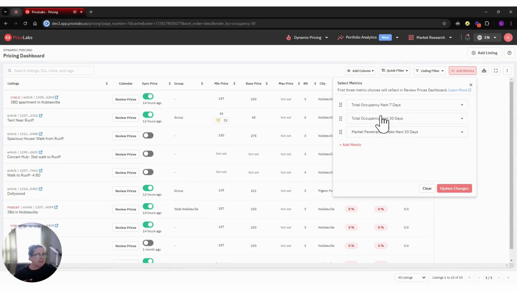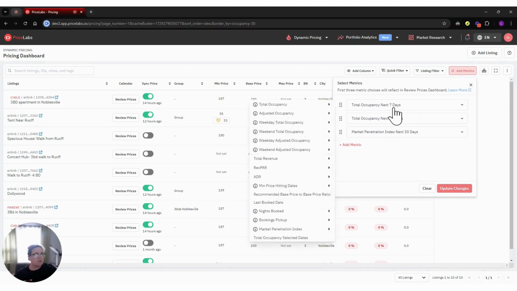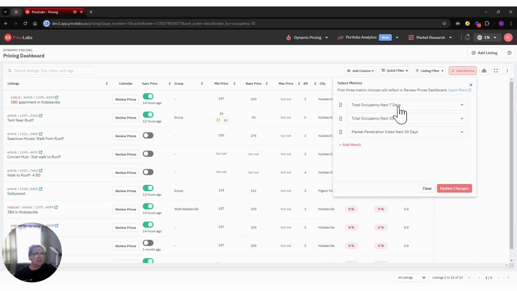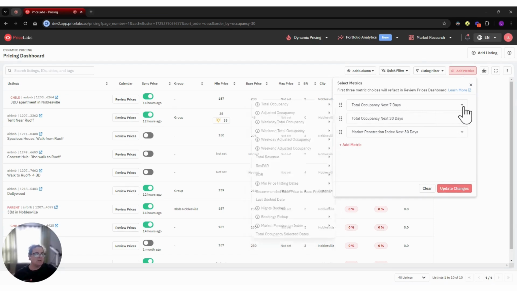If you would like to change those, if maybe those don't mean a whole lot to you, this is where you would go. Additionally, you can click here to add different metrics. On top of the 3 defaults, you could add more if you'd like. To keep our view a little bit cleaner during this example, I'm going to just change mine instead of adding. So the first thing I'm going to change is the total occupancy 7 days.